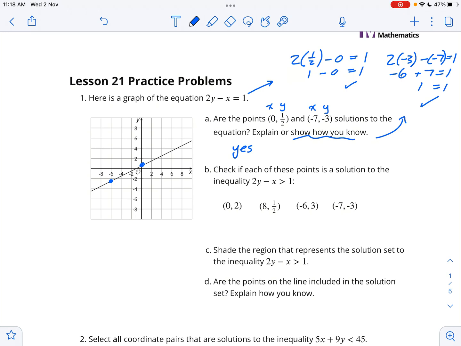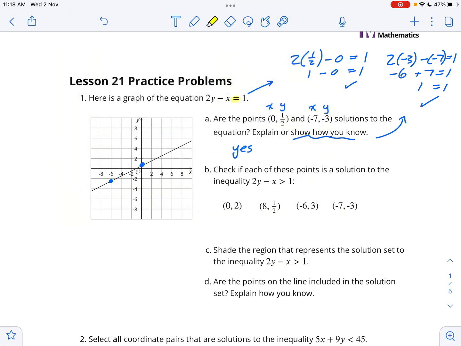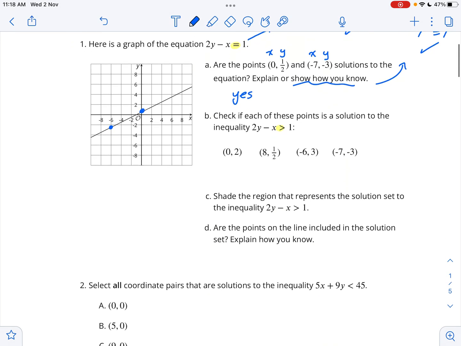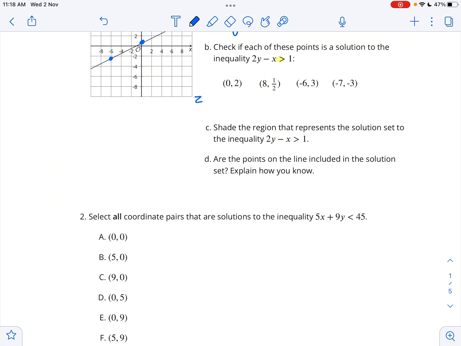Check if each of these points is a solution to the inequality. So now you notice they've changed it. It was the equation 2y minus x equals 1. Now it's greater than 1. So let's check to see, do these points make it true? So the first one, remember, x and y, so I'm going to plug the y in right there. So it's going to be 2 times 2 minus 0. Is that greater than 1? It is, because this would end up being 4 is greater than 1.